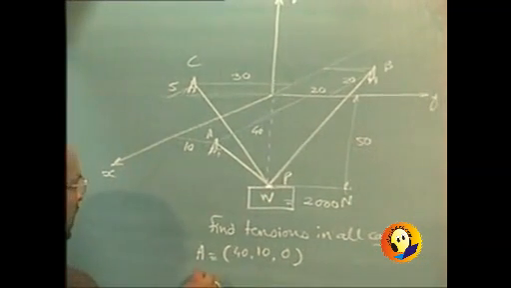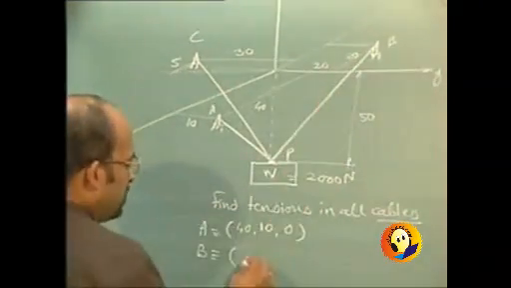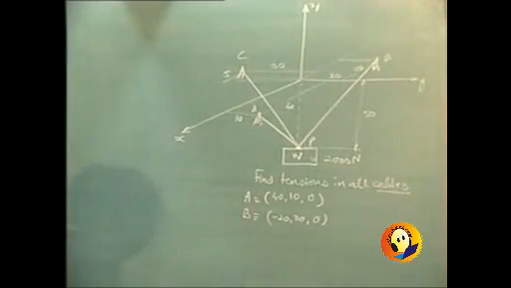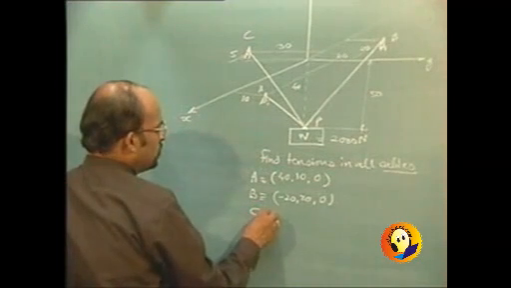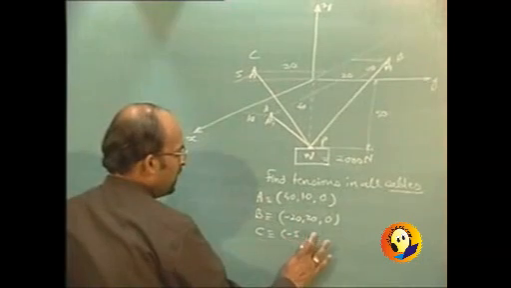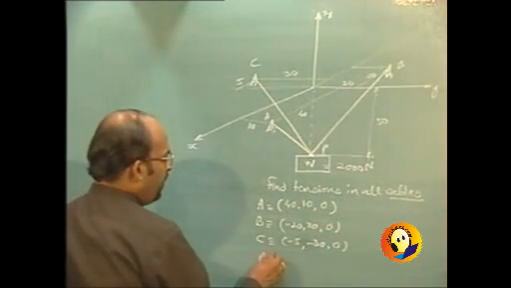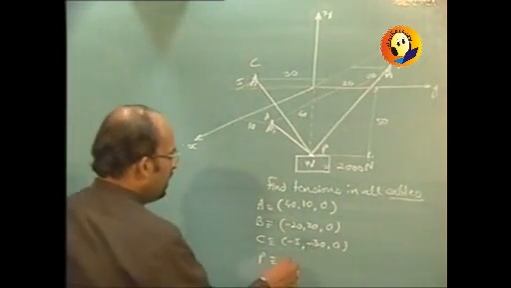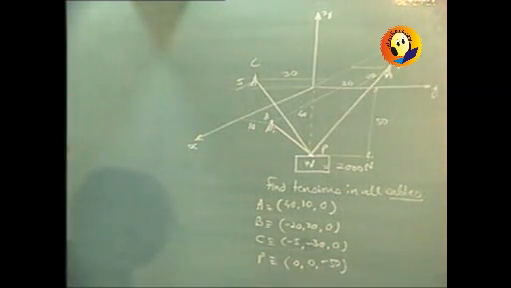That of point B, you will find that along X it is going in the opposite direction, so minus 20, along Y it is 20, then 0. And for point C, along X it is opposite direction, so minus 5, along Y again minus direction, so minus 5, minus 30, 0. And point P is in the negative Z direction, so it will be 0, 0, minus 50. So we could write all the coordinates.